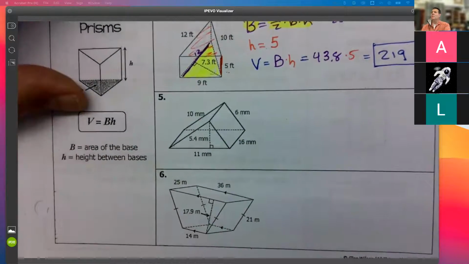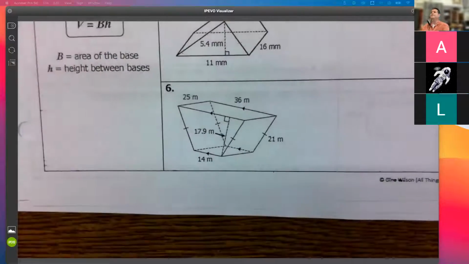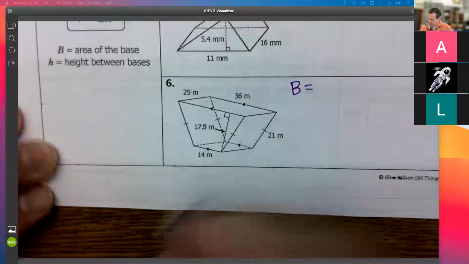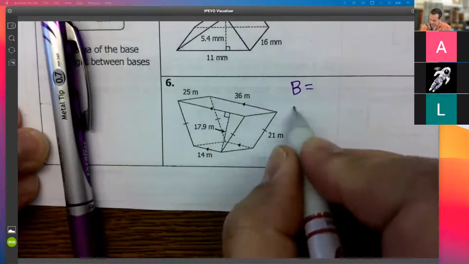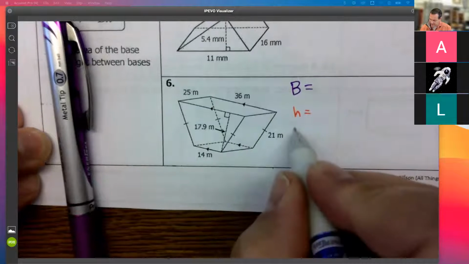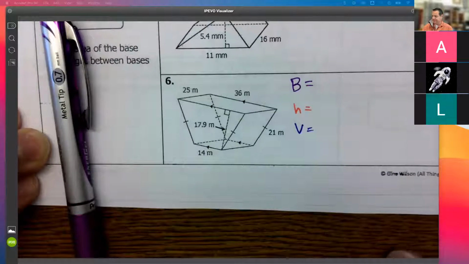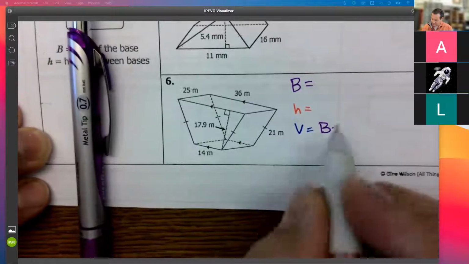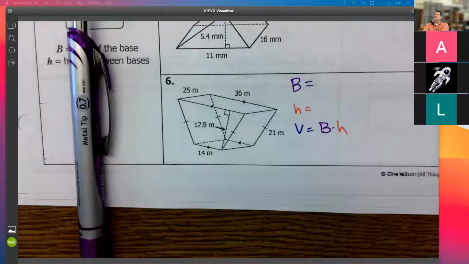All right, what about number 6 here? It's still a prism, so my formula is still going to be the same. I want a B, I want an H, and that'll be enough to find my volume, which will be B times H. So that's my free starting point.